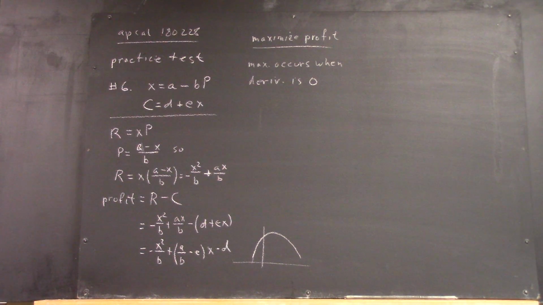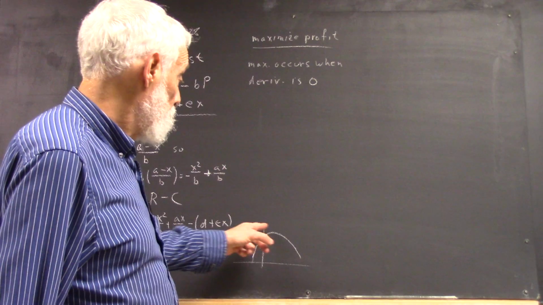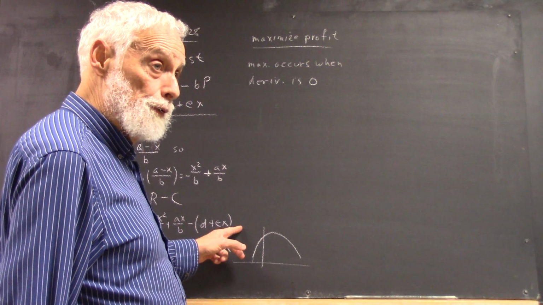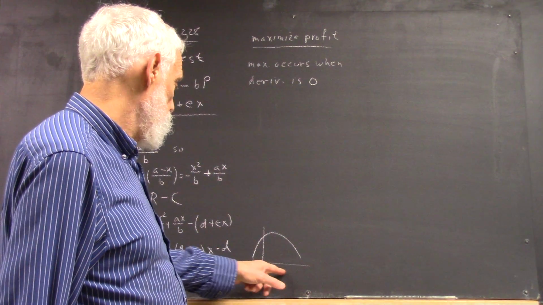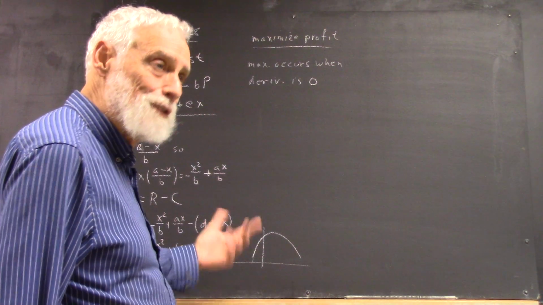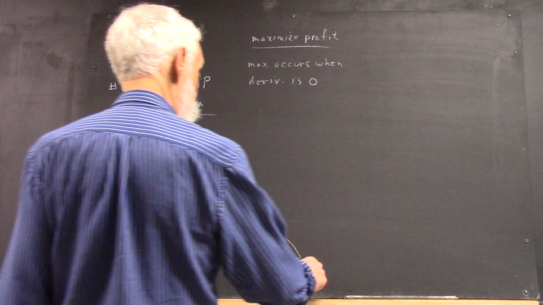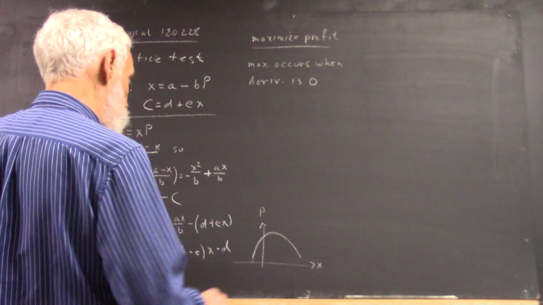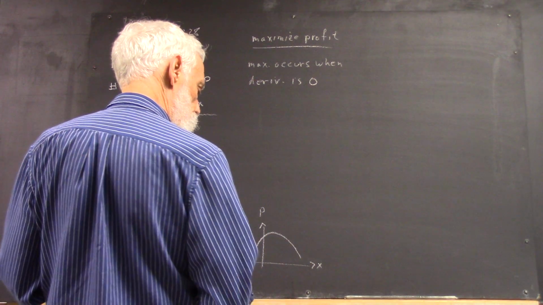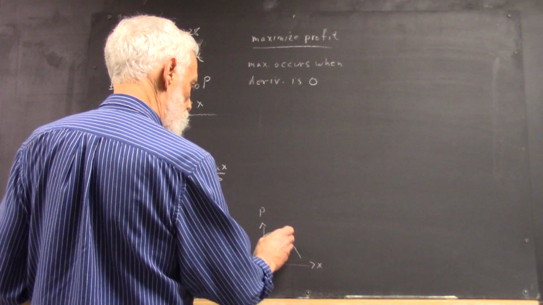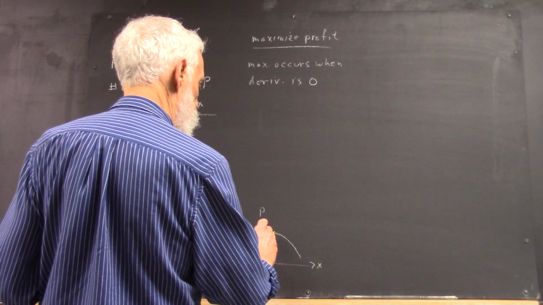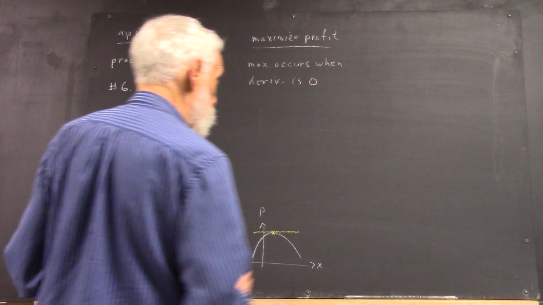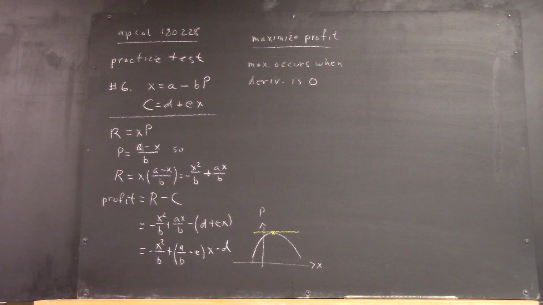Okay? Now maybe the maximum occurs on the y-axis, maybe it occurs to the left, which would be inconvenient because you can't have a negative demand, but still. Okay? So here's x, here's p. And the maximum occurs, of course, at this point where the tangent line is level. Okay?